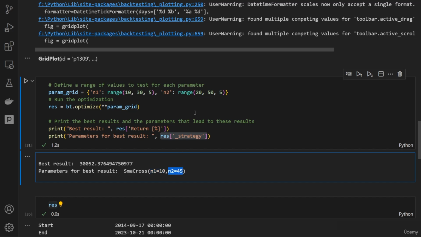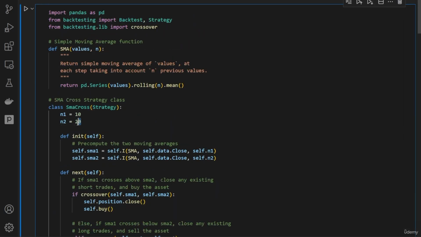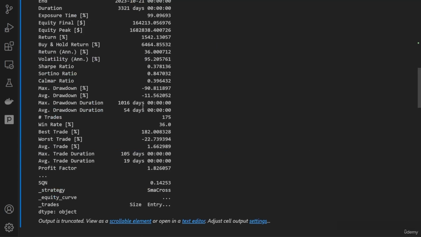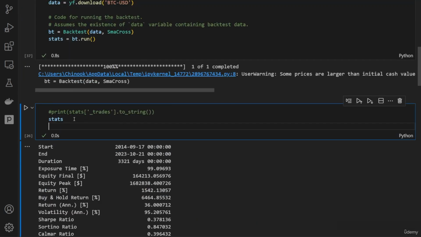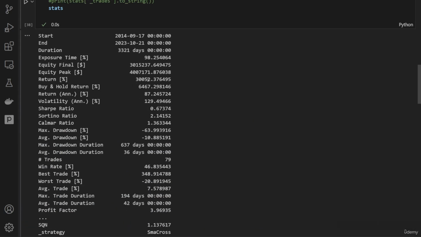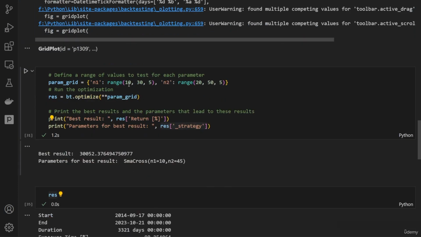If I want to verify if this is correct, we can go back here and put 45 instead of 20. I'm running the test again, and we can print the stats now. Instead of 1,500% in returns, we should be getting 30,000%, which is true. So this is the maximum that we can find so far within this grid.